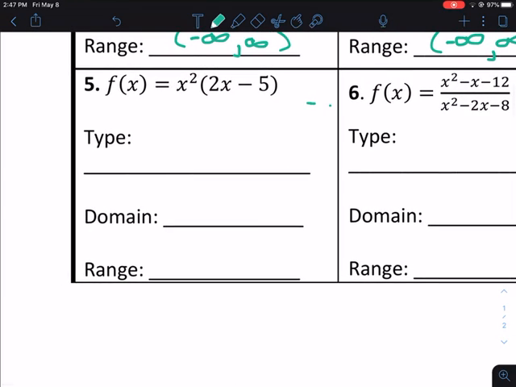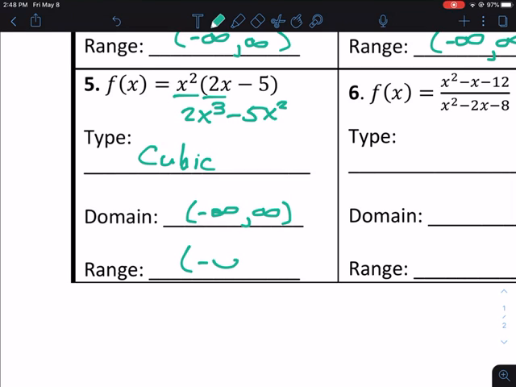Number 5. Number 5, if we distributed this, x squared times 2x would be 2x cubed. And then x squared times negative 5 would be minus 5x squared. So this is actually a cubic. And a cubic, because it's degree 3 and it's odd, it can be positive or negative for anything. So negative infinity to infinity. And you can also get out any value, negative infinity to infinity.